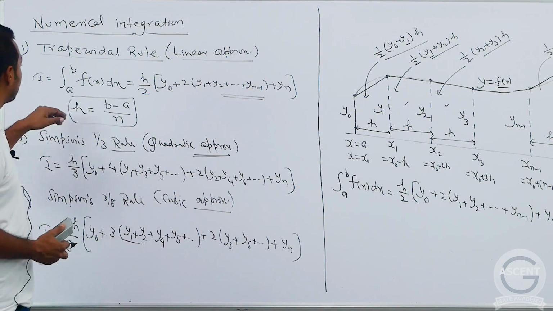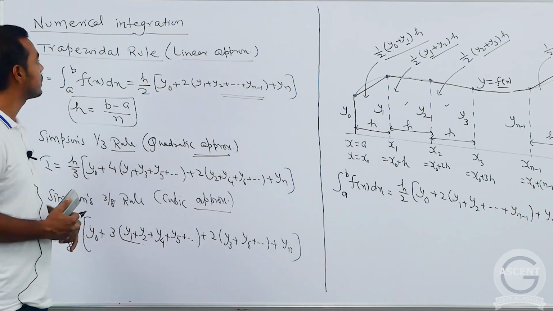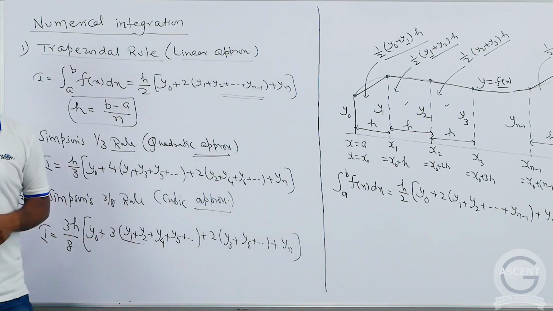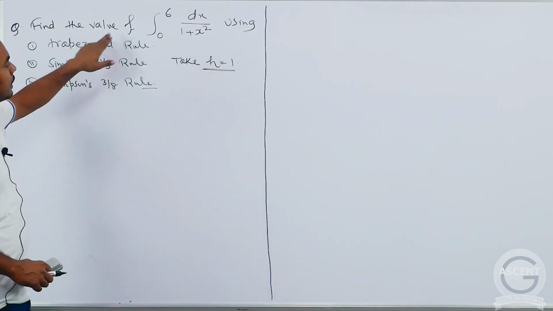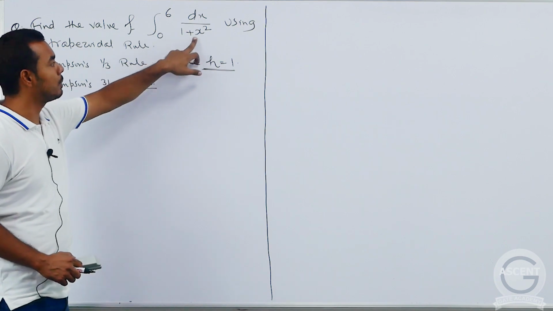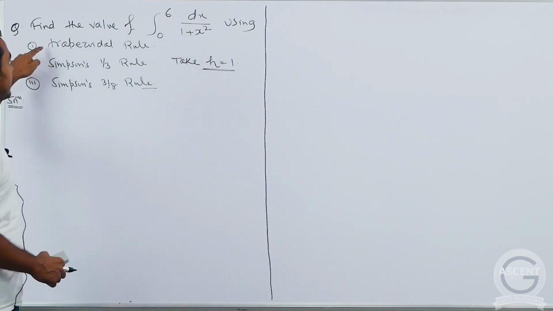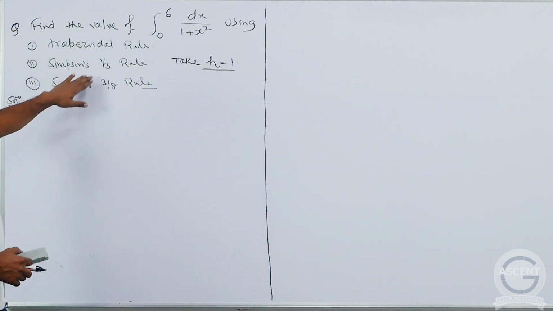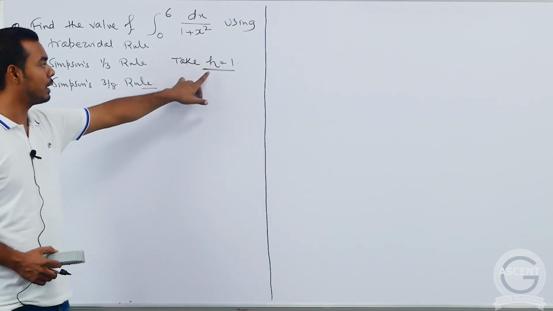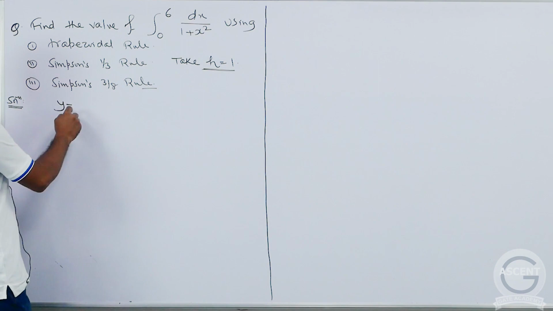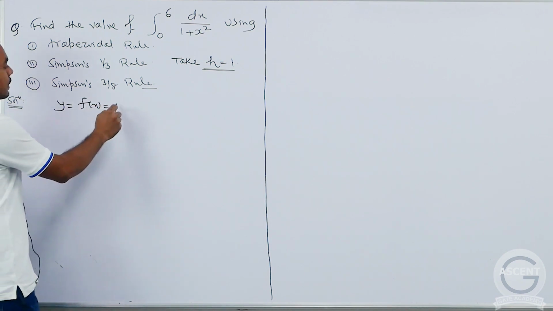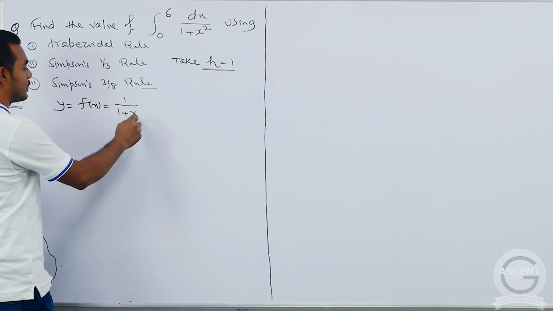Now we are going to take one problem and see how to apply this concept, how to use this formula. Our first problem is to find the value of the integral from 0 to 6 of dx by 1 plus x square using these 3 methods: trapezoidal rule, Simpson's 1/3 rule and 3/8 rule. We have to take h as 1. So here y is f(x), and this is 1 by 1 plus x square.